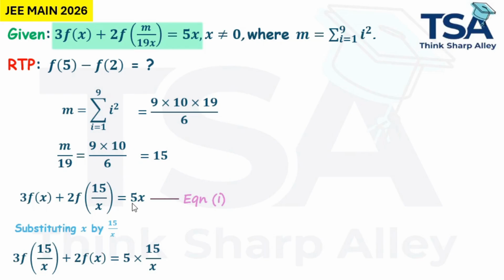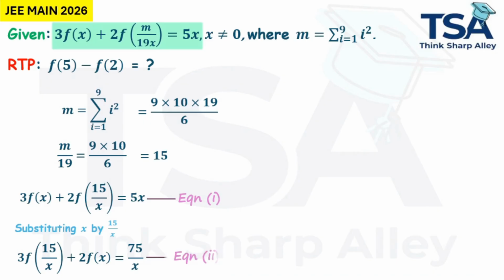And on the right hand side we had 5 times x, so it becomes 5 times 15 by x. Upon solving it, we get 5 times 15, which is 75 by x. And that becomes our equation number 2. Now you can treat f(x) and f(15 by x) as two variables in a standard linear system. And we want to eliminate f(15 by x).